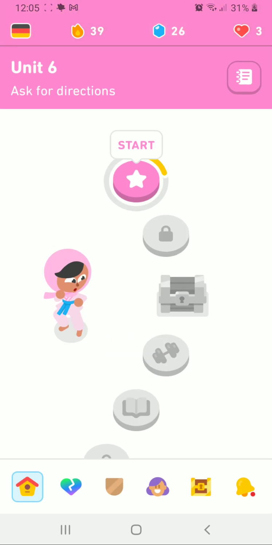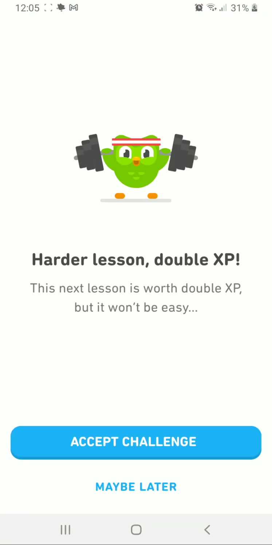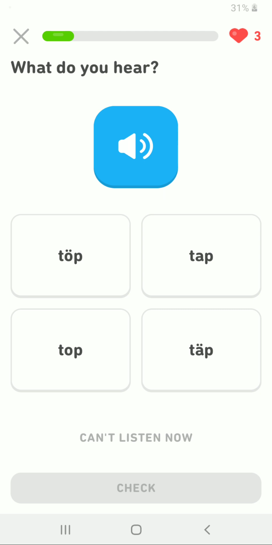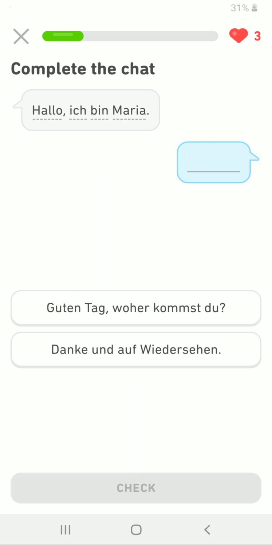So guys, we have done our first exercise for this unit 6, and we should move on because we're already 21 minutes into this recorded lesson. So I have just accepted the challenge proposed by Duo. Let's see how well we can do. This is top, this is step, and this is typ. So the y is pronounced as a ü. Schön. Typ. Okay, let's put it here.